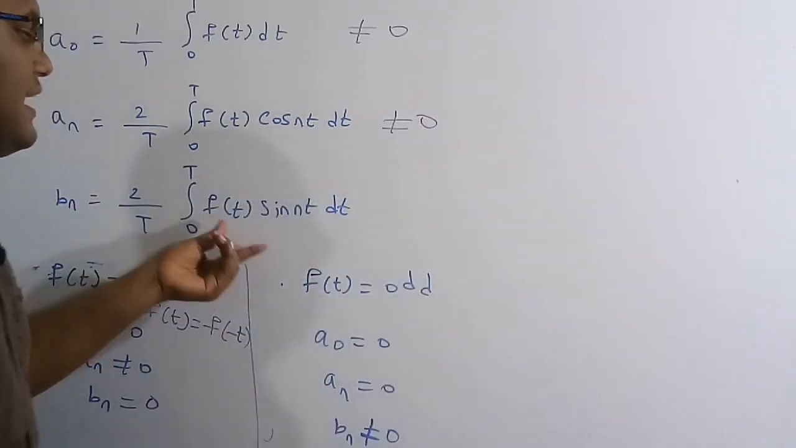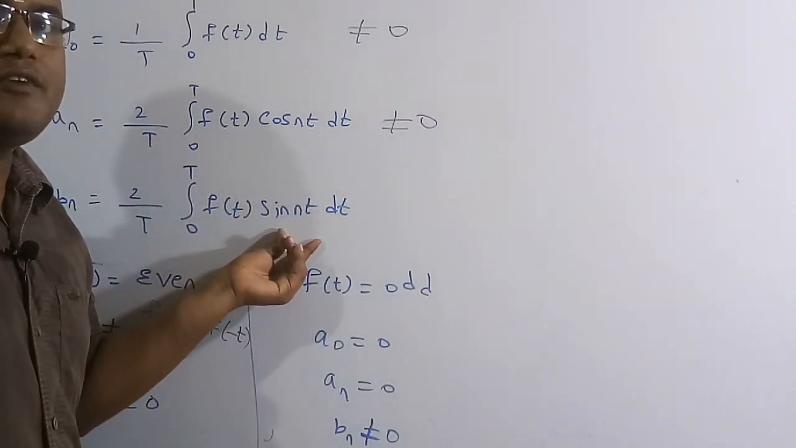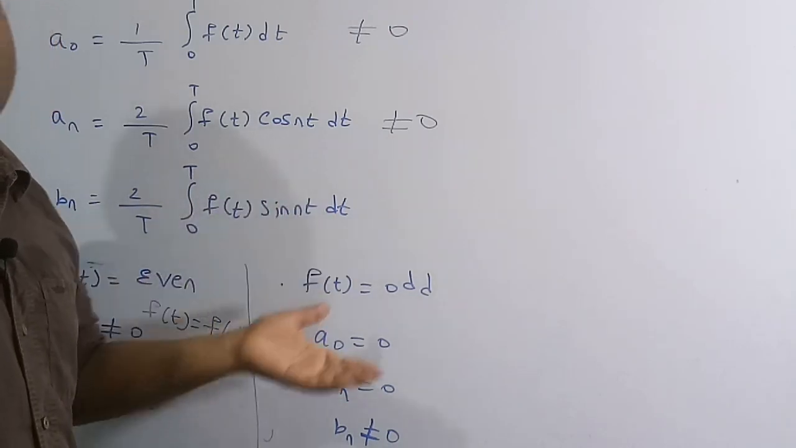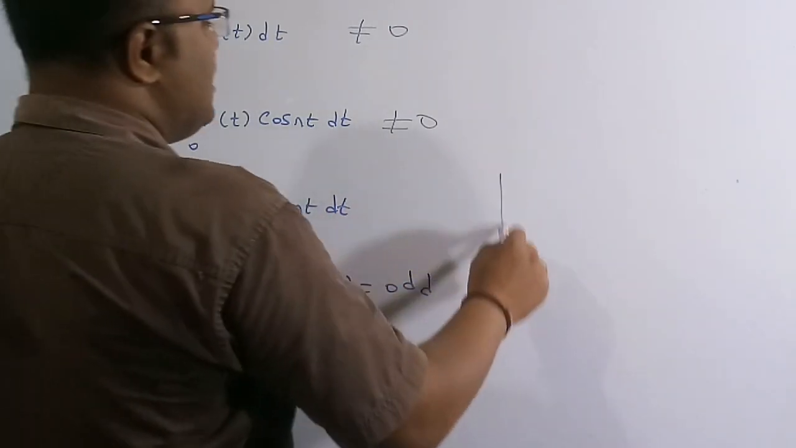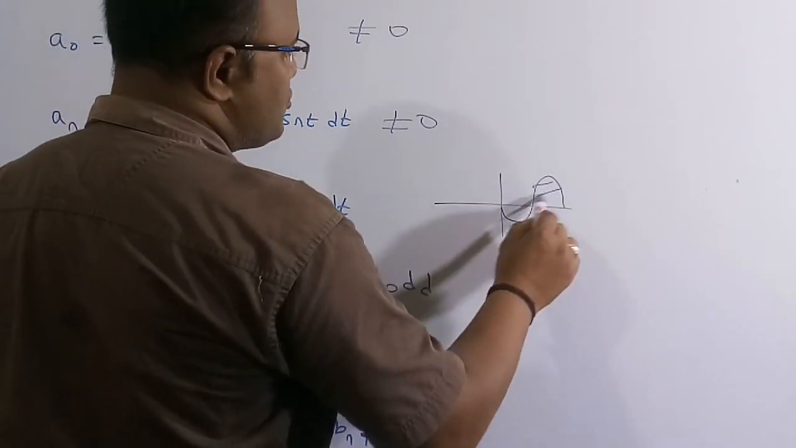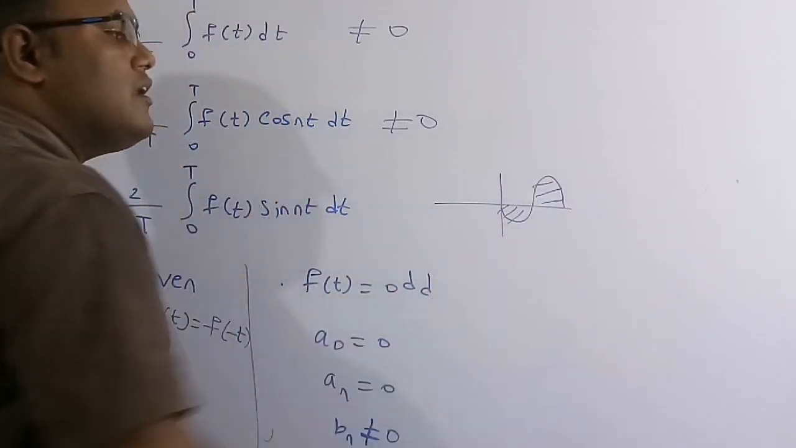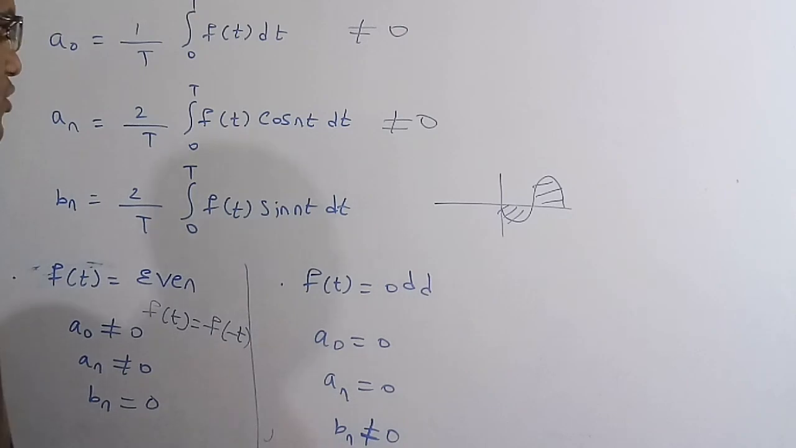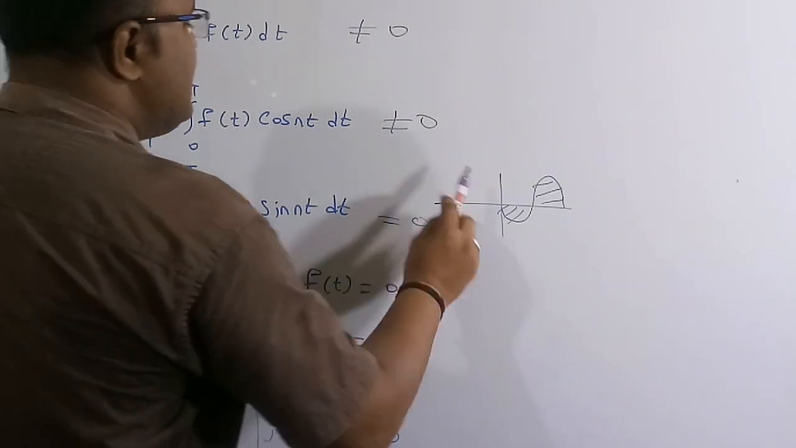But if you take an even function and sine, which is an odd function, even into odd is again an odd function. So if you take an odd function, the total area, positive and negative, will be like this. This is the positive area and this is the negative area. So the overall area will be 0. Therefore it will be equal to 0. This is for the even function.